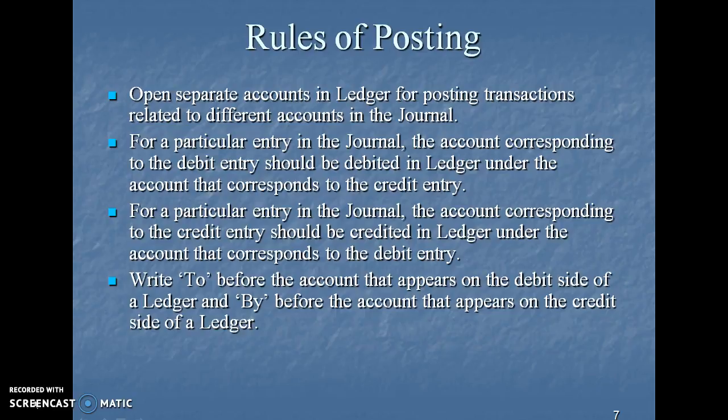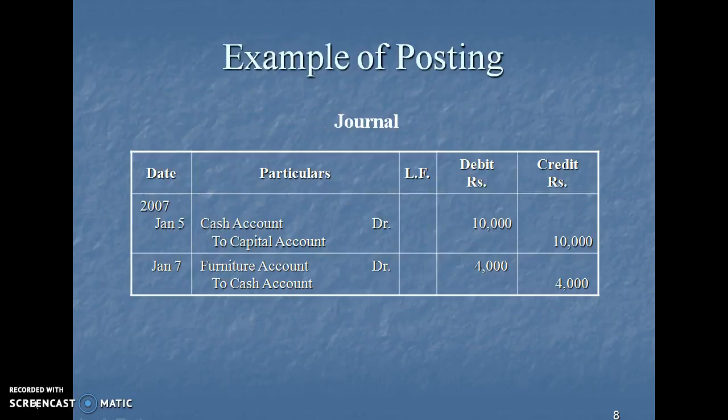For a particular entry in the journal, the account corresponding to the credit entry should be credited in the ledger under the account that corresponds to the debit entry. For example, furniture account debited to cash account. Now, on the credit side, it will be by furniture account. Write "To" before the account that appears on the debit side of the ledger and "By" before the account that appears on the credit side of the ledger.